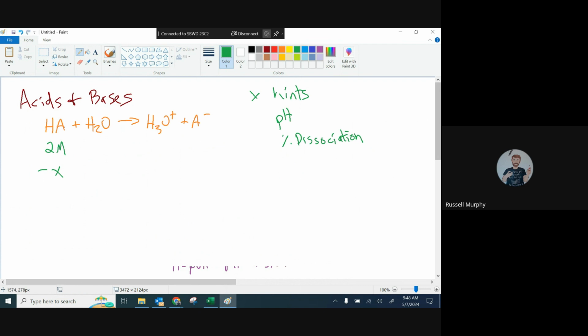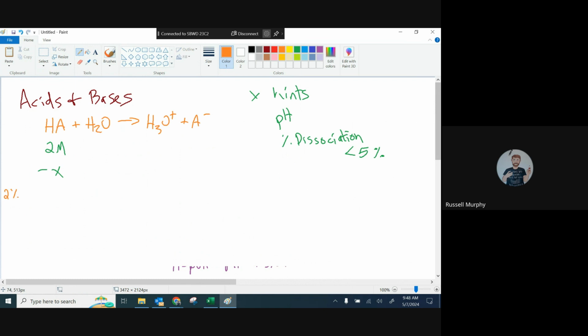Percent dissociations are always going to be less than 5% for weak acids, otherwise it gets too complex. So let's just pretend that in a word problem, they say that it has a 2% dissociation. That means X is 2% of the molarity.